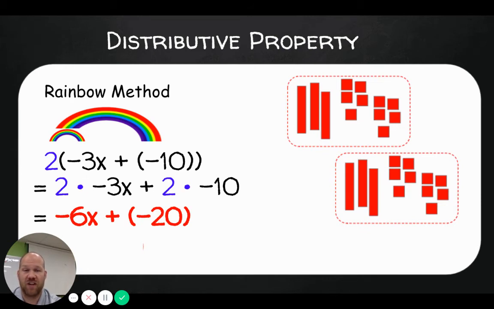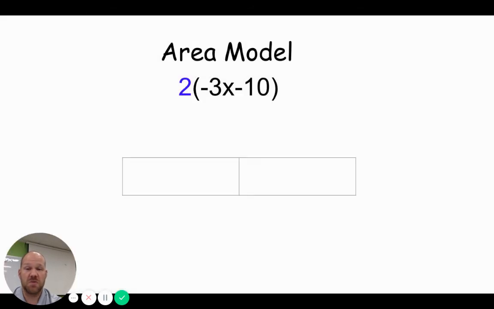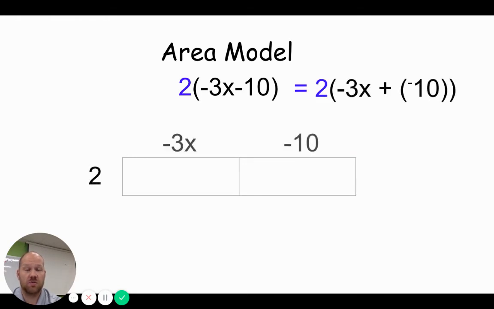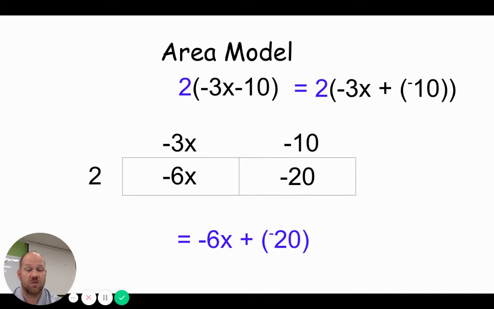But again, when we write our final answer, it's a little better to write it without parentheses. And so the best way to express this final answer would be negative 6x minus 20. So that's what the rainbow method would look like. Using the area model, you might already guess this. You could leave it as a subtraction problem, or you could turn it into an addition problem. You'd have the 2 and minus 3x minus 10 on the outside. Then I would find the areas by multiplication. And then the last thing is you would combine those to give me negative 6x plus negative 20, or like we said, we could write that as negative 6x minus 20.